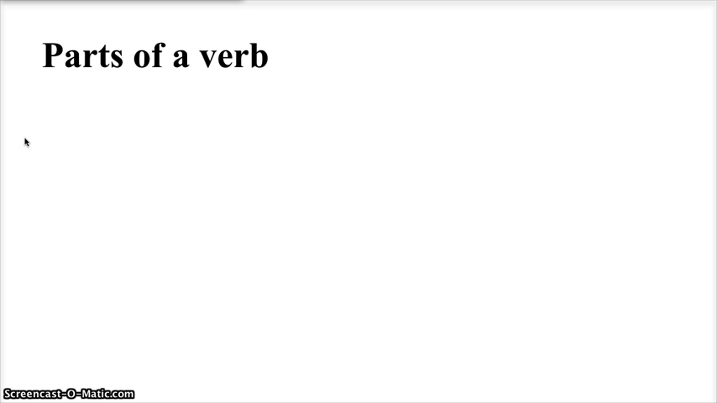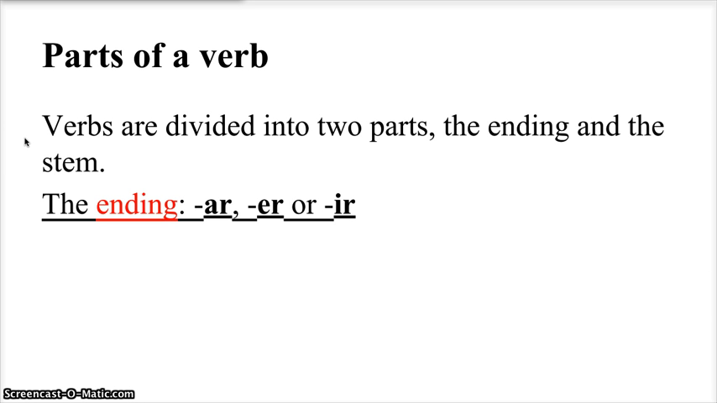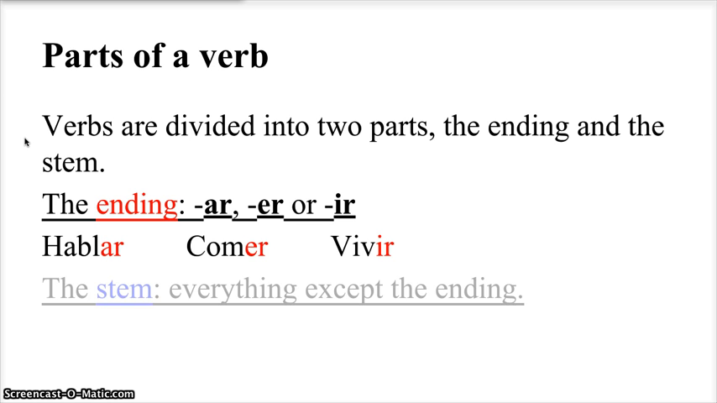First, let's review the parts of a verb. Verbs are divided into two parts, the ending and the stem. The endings for all verbs in Spanish are either AR, ER, or IR. For example, hablar is an AR verb, comer, an ER verb, and vivir, an IR verb.